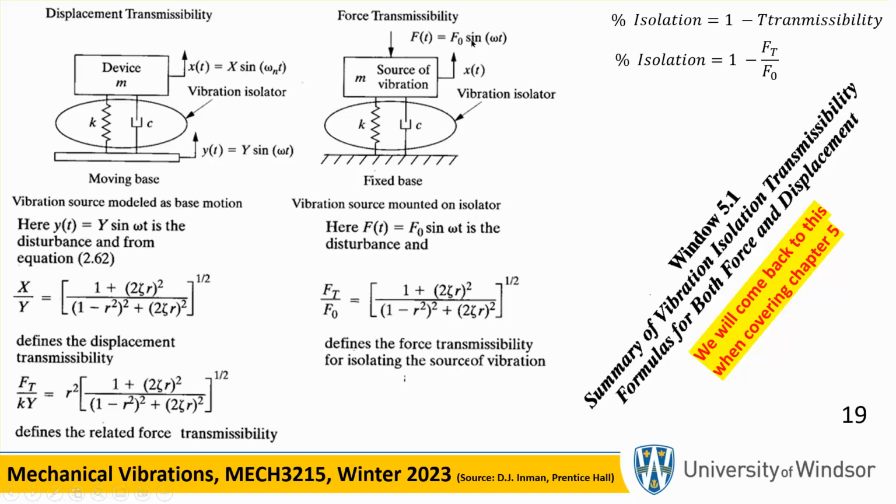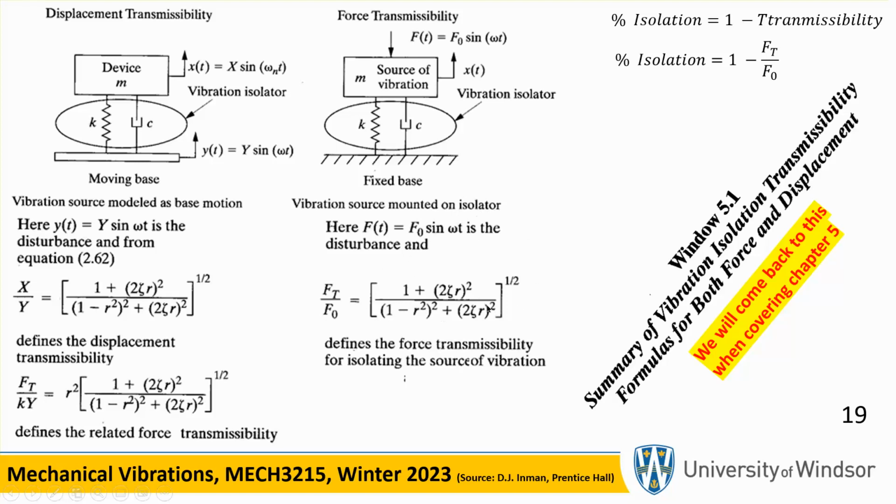Right, so first of all, the displacement transmissibility does not make sense. Big X over big Y does not make sense. We know that because big Y is 0. But force transmissibility makes sense. So big F, the amplitude of force transmitted, and F naught, the applied force, this makes sense. And this is the ratio.